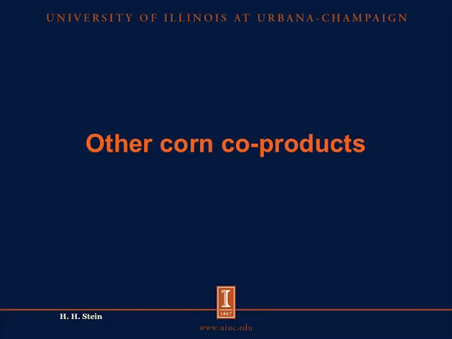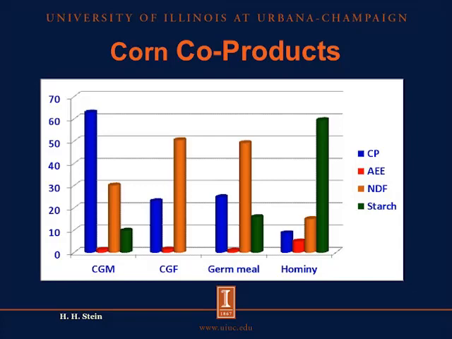Now, that was a little bit about the co-products from the ethanol industry. However, as mentioned in the beginning, we also have other co-products available to us. Some of the other co-products include corn gluten meal, corn gluten feed, corn germ meal, and hominy feed.